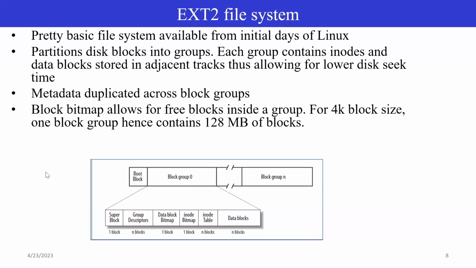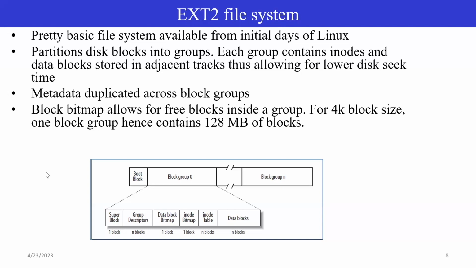The block groups also give a mechanism by which the metadata like the super block or even the inode information gets distributed across these block groups. Along with the regular inode, super block and all that, this is one extra metadata introduced by EXT2 to give better performance and better redundancy. And there is going to be a block bitmap for the free blocks inside this particular group.